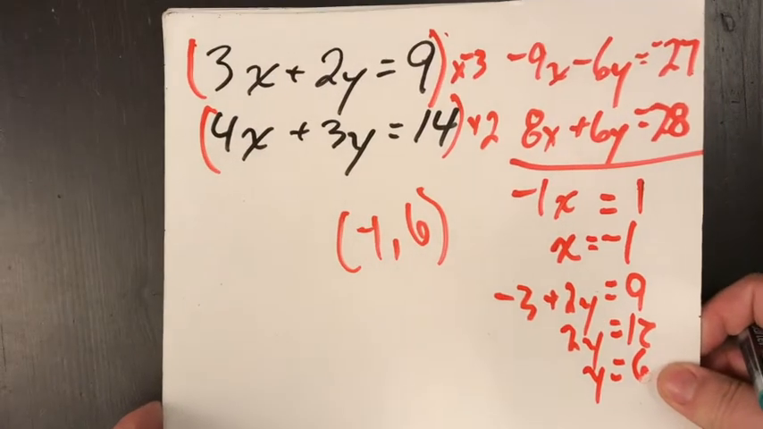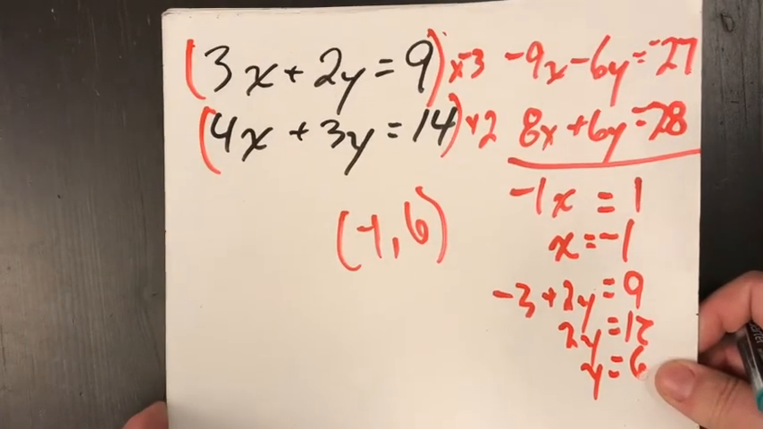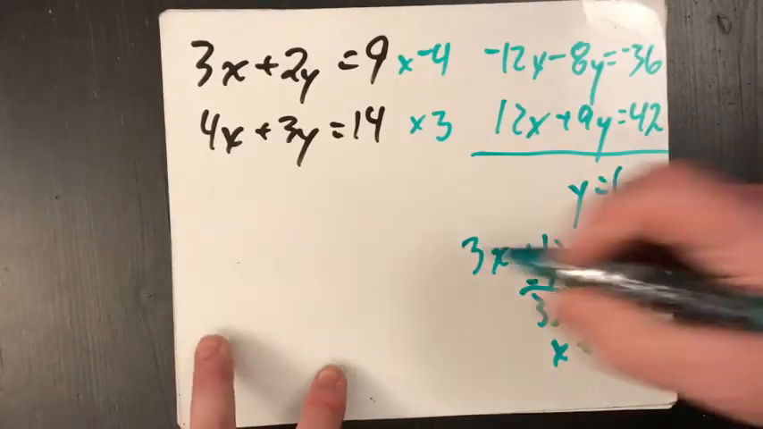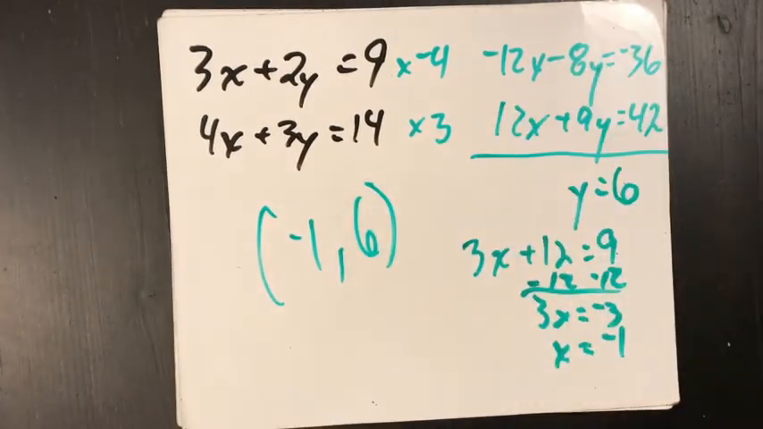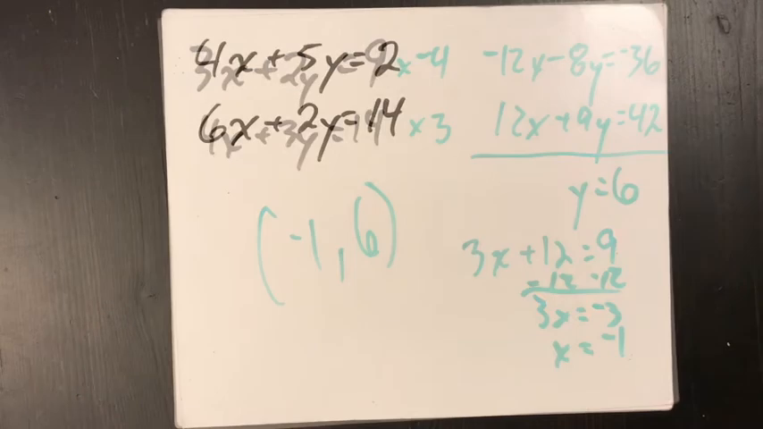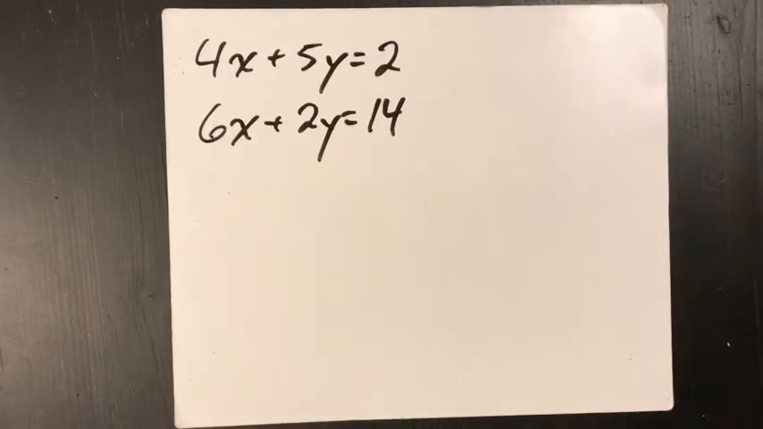Having already done this problem, I'm not going to check my answer. I know it works. And we just, again, came up with the same solution as before, but by making the x's go away instead of the y's. Here's your last example for the day. Find the pair.